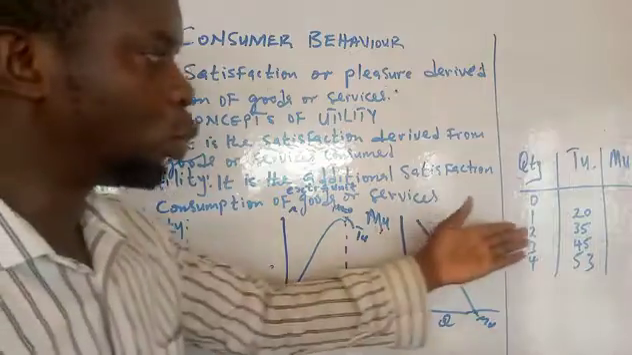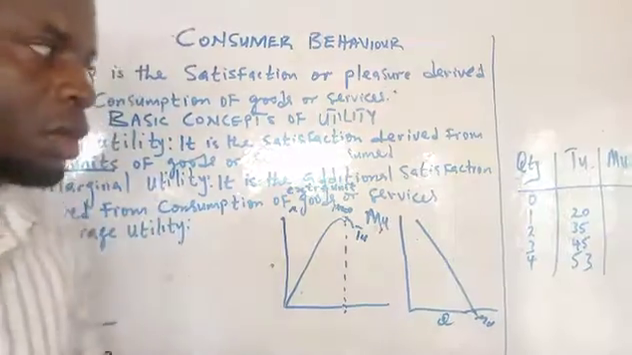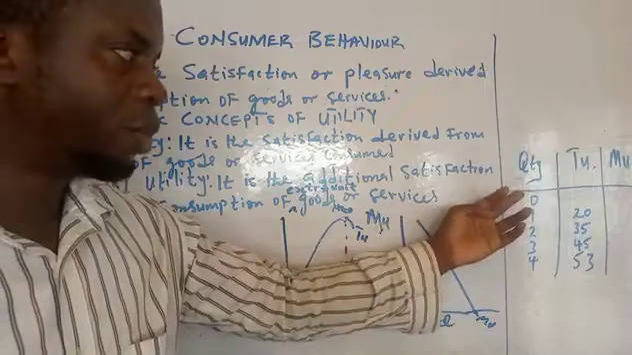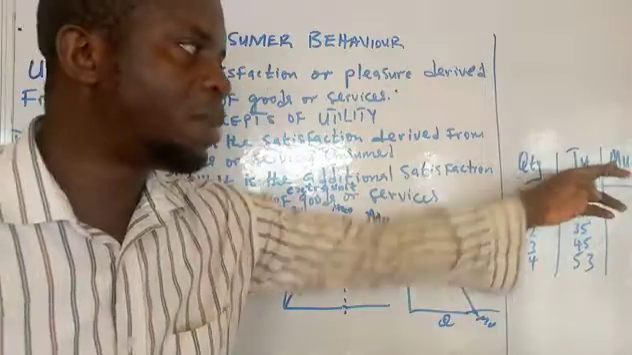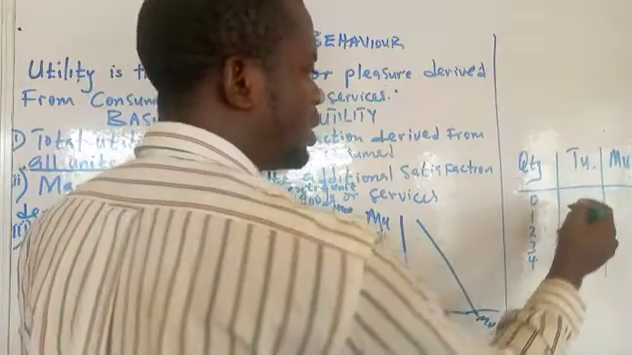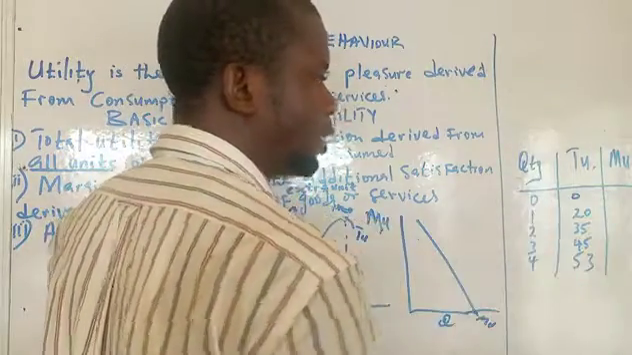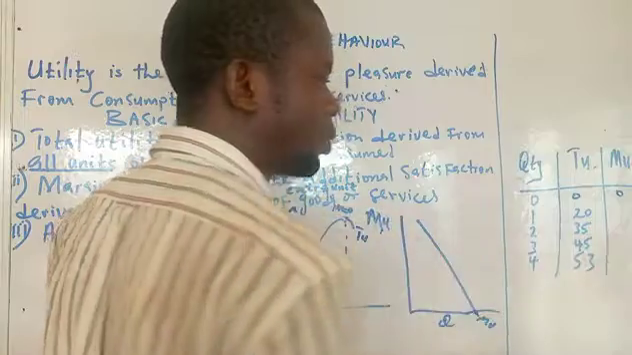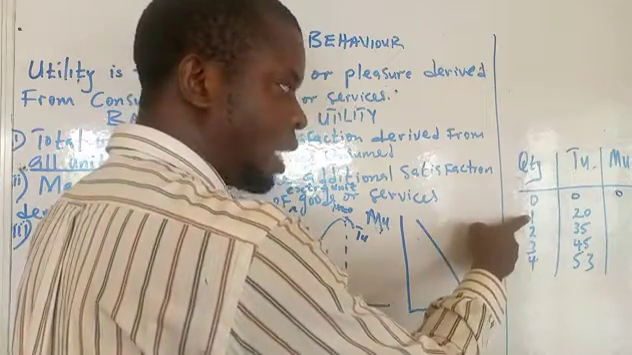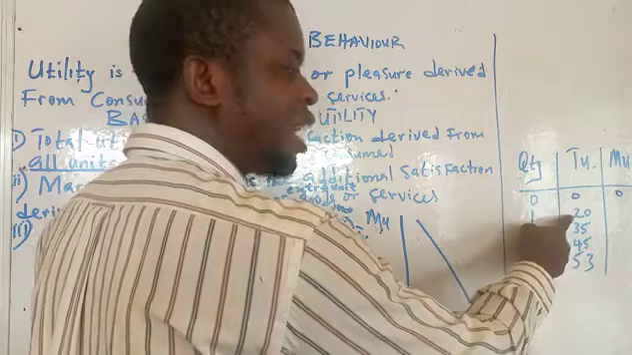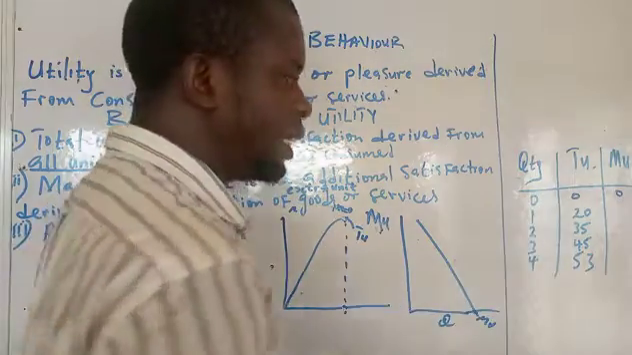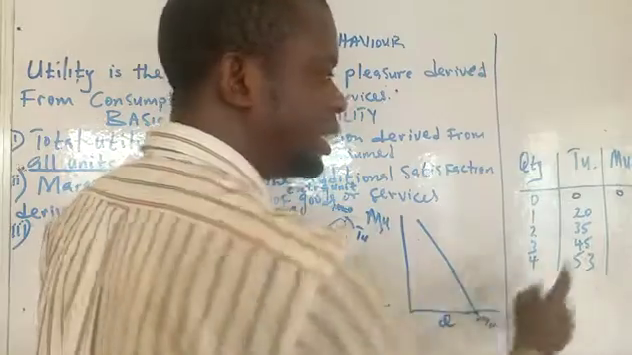Now, I would like you to look at this table. We have quantity here, we have total utility here, and we have marginal utility here. So we are consuming nothing here. It means our total utility is going to be nothing. Marginal utility will also be what? Nothing. Then, look at this again. We consume 1 here. Our total utility will be what? Our total utility is 20. Are you getting it? Then, what is going to be our marginal utility?